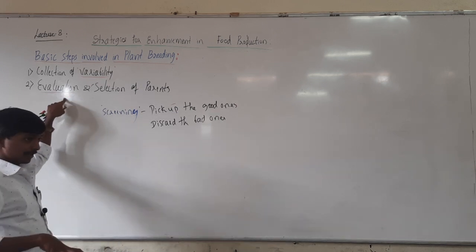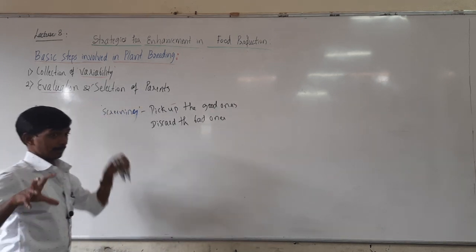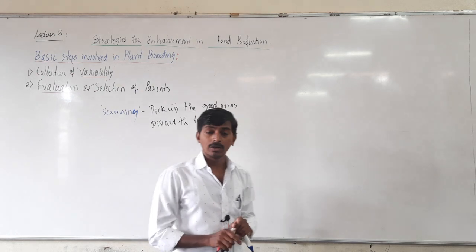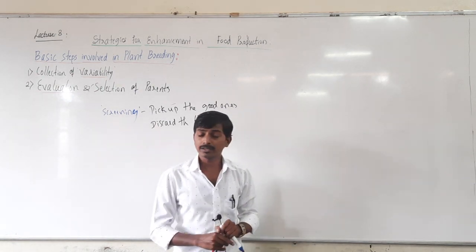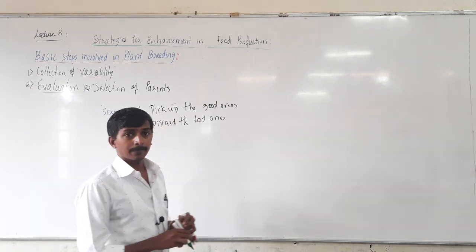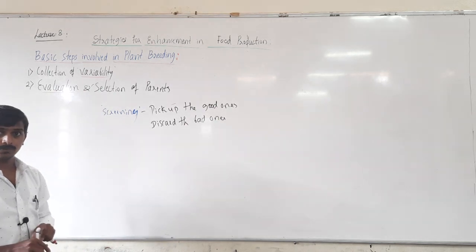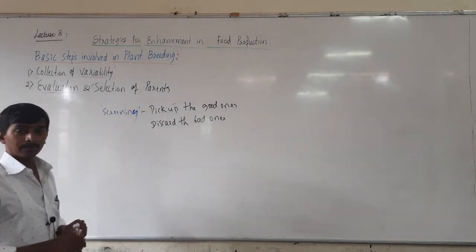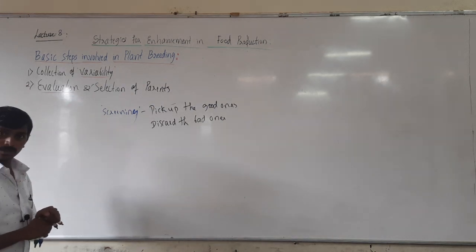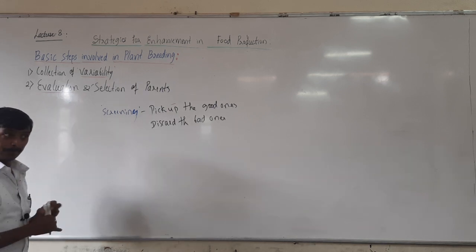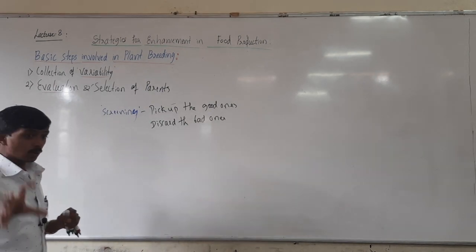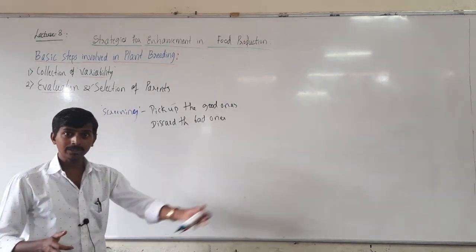After evaluation, we should select some plants as male and some plants as female, because plant breeding itself is pollination performed under human control. The process of pollination, cross pollination, is performed under human control. How it is done we will understand in the next step. But in this step we are just comparing those we have collected. Among them we are selecting good ones, preserving the good ones and removing the bad ones.